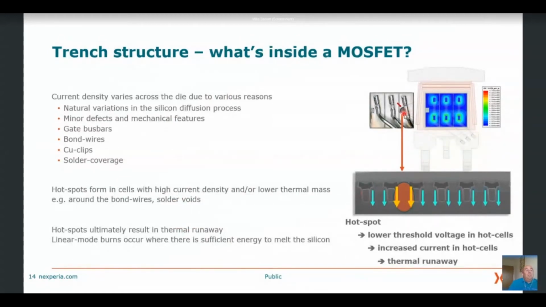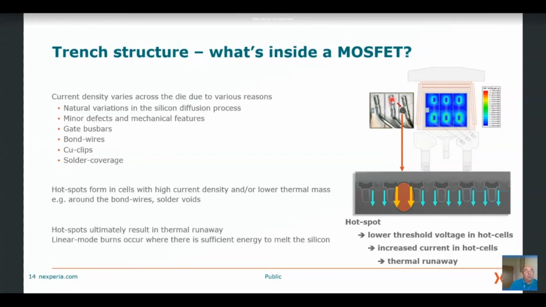Depending on the external features, such as how the bond wires are connected and where the drain current comes into the device, you get this variation in current density across the die. So not all of these cells will be exactly balanced. Where you've got wires like this on the surface, you'll get high current density around those wires. Where you've got thermal conduction away from the silicon, whether that's through the wire or through a copper clip, you've got differences in the thermal mass.